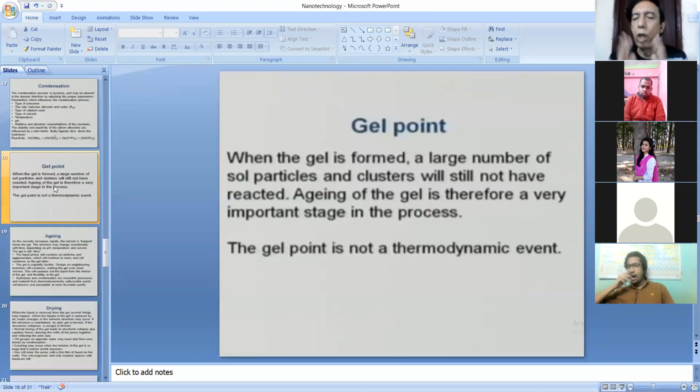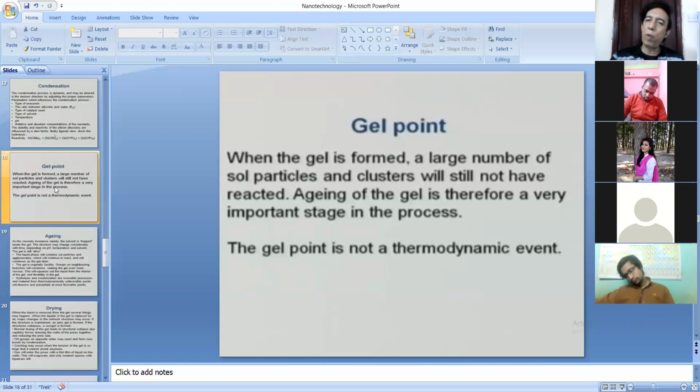Now, this is the salt formation. After salt formation, gel formation occurs. What is gel? Gel is the three-dimensional structure of salt.